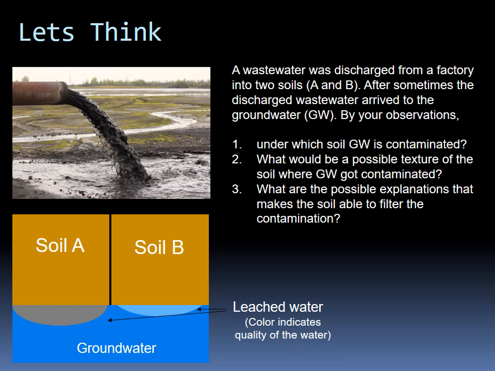So first of all, if we want to answer the first question, in which soil is the groundwater contaminated, we have clues in the picture. Number one, look at soil A and look at soil B and look at the color of the leachate, because the color of the leachate would indicate the quality of the water. So that was the first hint. As you can see, the wastewater is very dark and the leachate color in A was also dark, whereas in B it turns blue, like the groundwater color. So it means that soil A is the soil where the groundwater got contaminated.